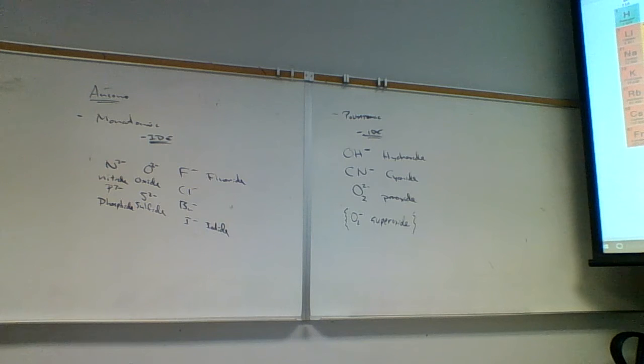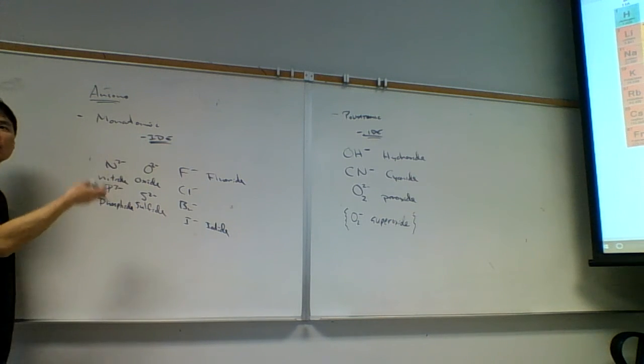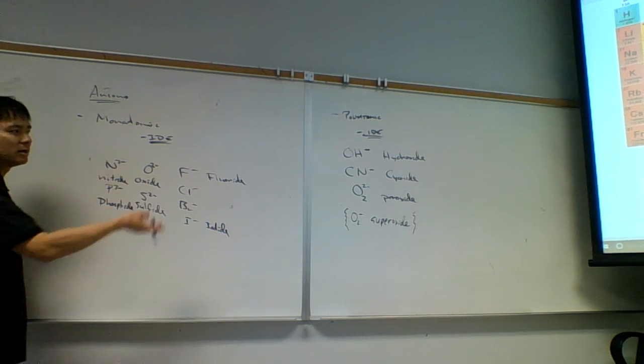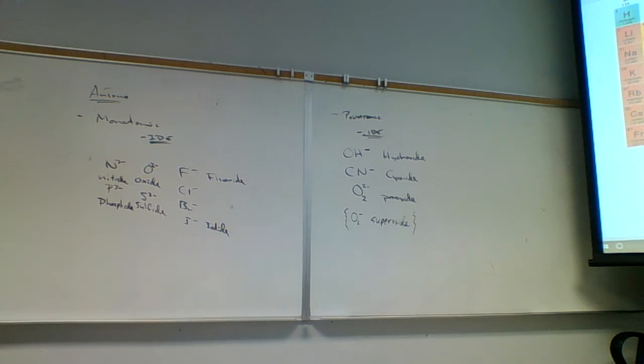And so if you have an ending ide, you've got to think monatomic or polyatomic. If it's monatomic, it's just the element. If it's polyatomic, then it's one of these here. Okay, if you have an anion that ends in ate, this would be polyatomic. Then we have two categories for the ates. We have the periodic table ates. The periodic table ates look like this.